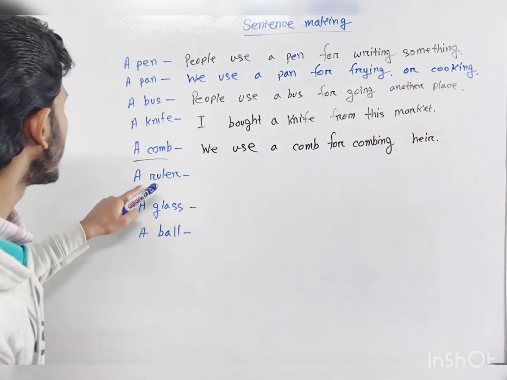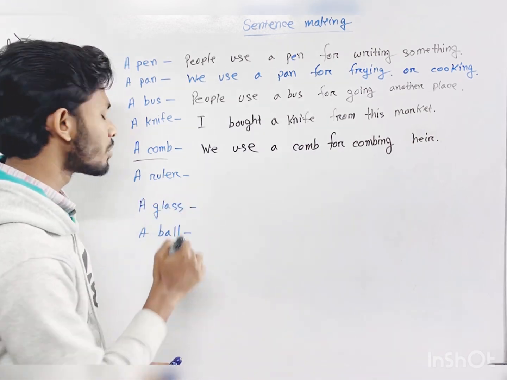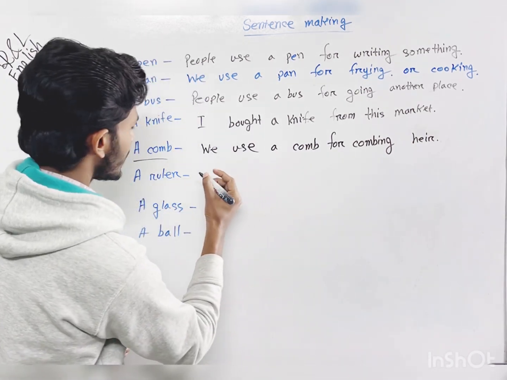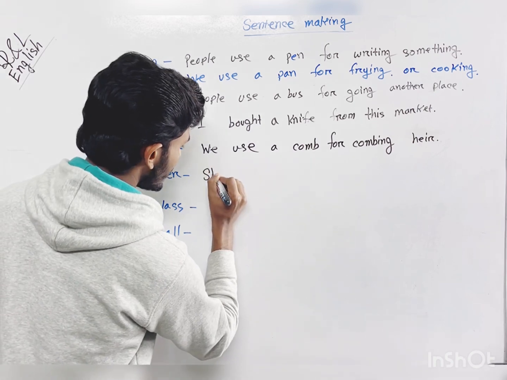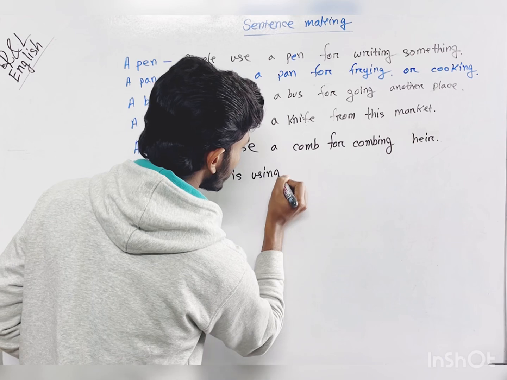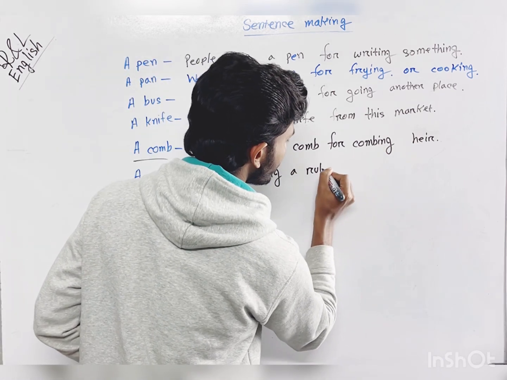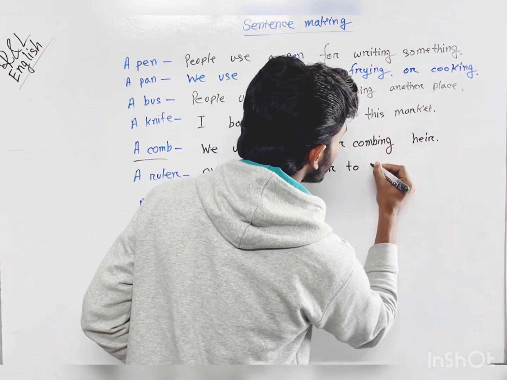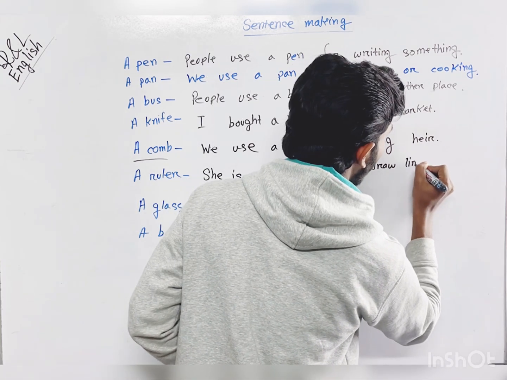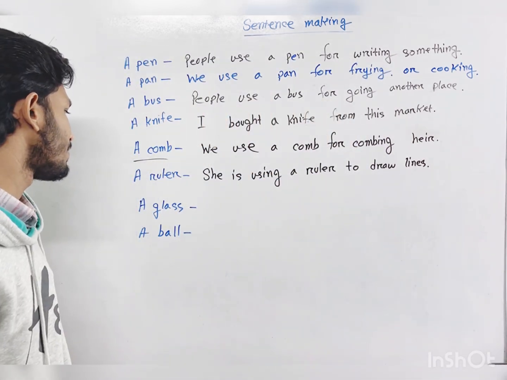Okay, and the next word is ruler. We know the meaning. What is a ruler? Ruler means scale. So we can say she is using a ruler to draw lines.